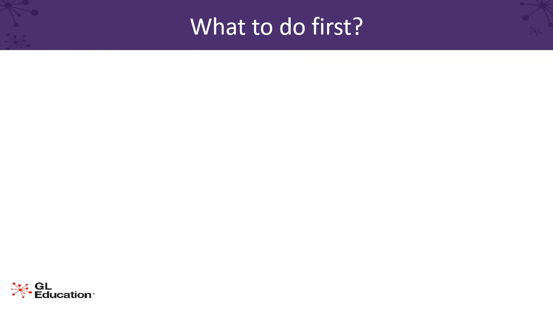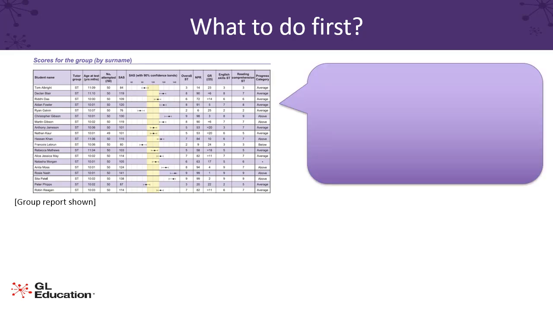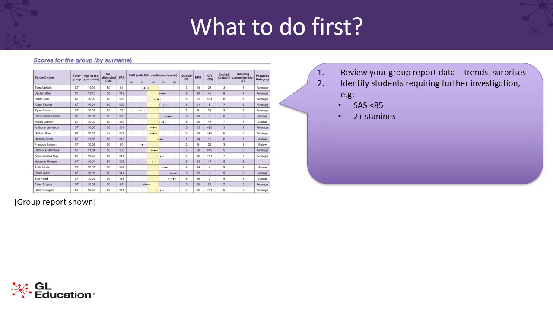You may be wondering where to start with the data in front of you. We recommend that you first of all look at the overall trends and profile of your group. It's then advisable to identify students with a SAS score of 85 or less. Additionally, for Progress Test English, we'd also recommend identifying students who have a significant difference, that's 2 or more stanines, between their English skills and reading comprehension scores.